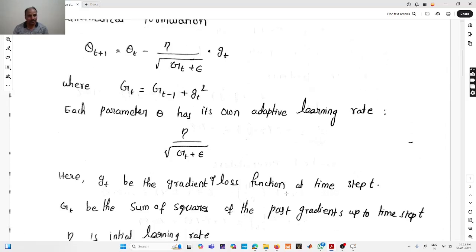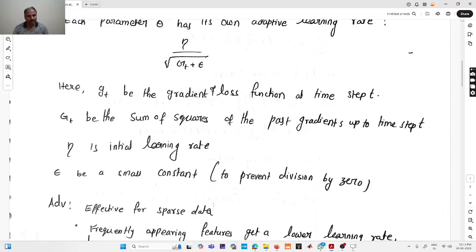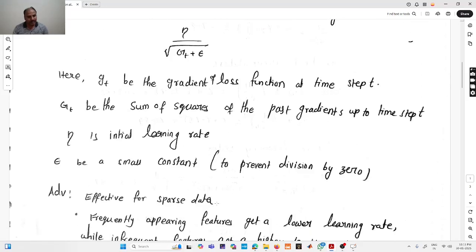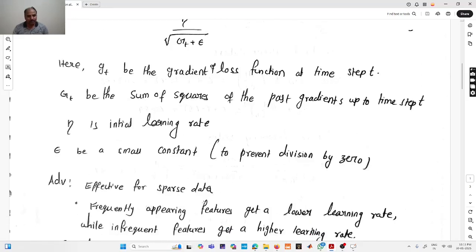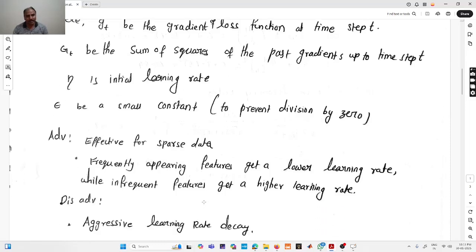The advantage of this algorithm is that it is effective for sparse data. For frequent, important features, we increase the learning rate, and for infrequent features where it is not necessary, we decrease the learning rate. The disadvantage of this algorithm is its aggressive learning rate decay. That means sometimes, if I increase the learning rate more, it very rapidly reaches the true solution. That is very aggressive.